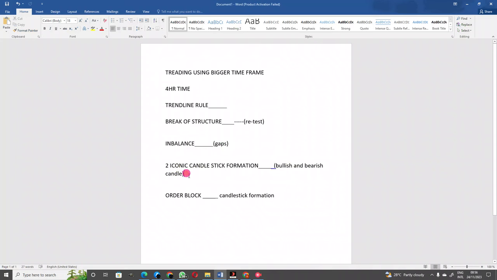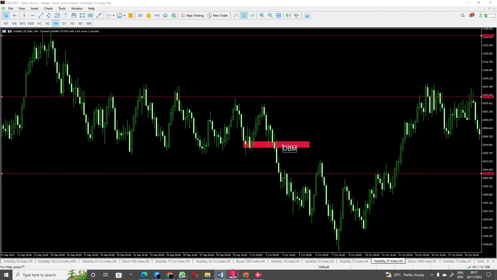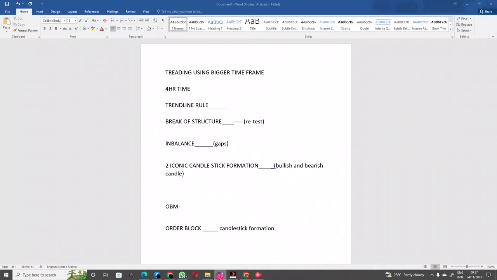Now, we have dealt with the two candlestick formation, which also took us to having to talk about what we call the obvious breakout movement, where we had to draw those boxes, right? Or those rectangles. Now, the other thing that we have to also talk about is the order block. But please do allow me not to talk about the order block formation on this video.